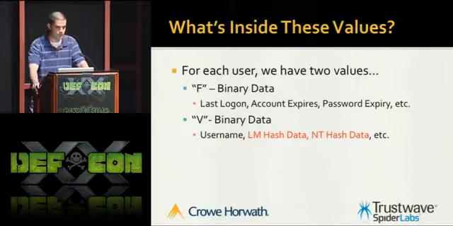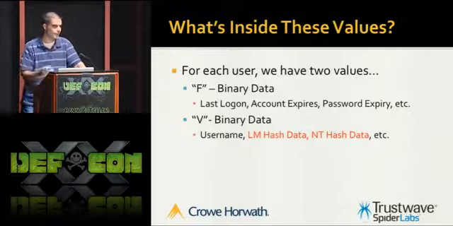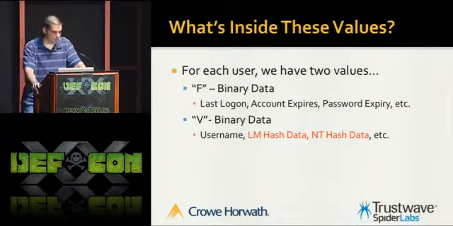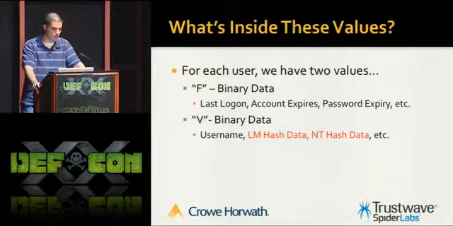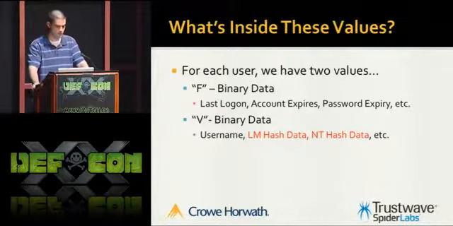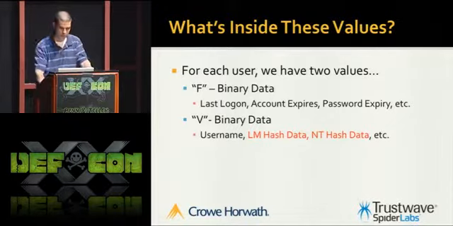So does the user's password expire? Do they have any logon hour restrictions? When did they last log on? Stuff like that. The V key, though, handled all of the goodies that we wanted. So the username, and then the LM hash data and NT hash data. So this was the data that I said we want to parse out and pass to the algorithms to get our hashes. So we're like, all right, cool.